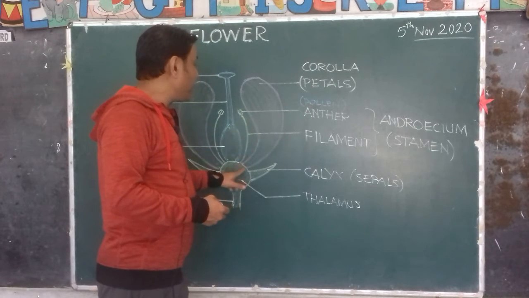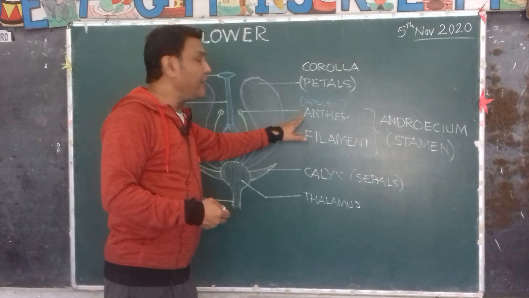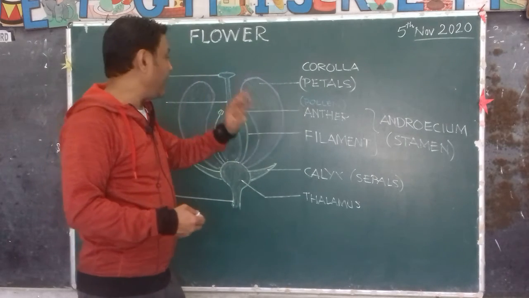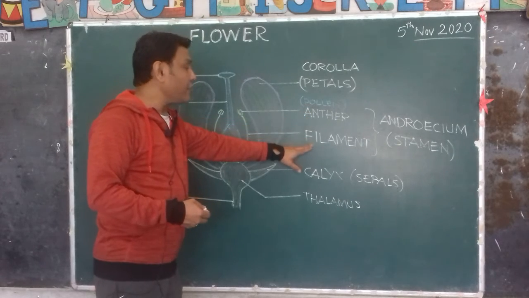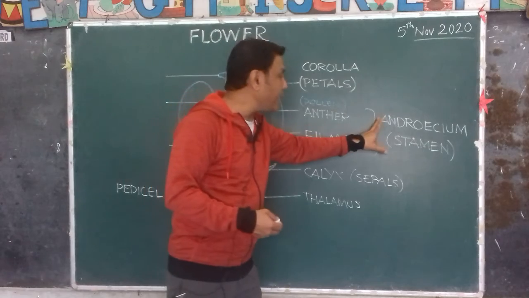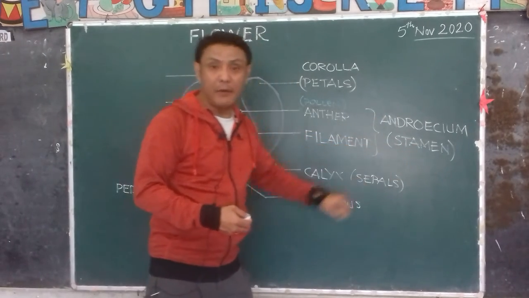Now, what is the function of the filament? The filament just holds the anther in the right place, correctly. So that is the function of the filament. Now, the filament and the anther, as I told you, comprise the androecium, which is also known as the stamen.